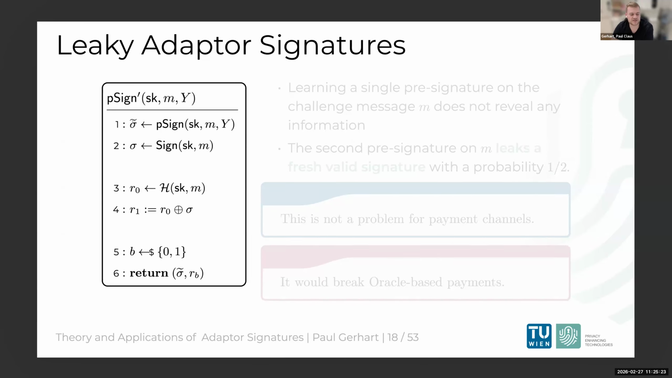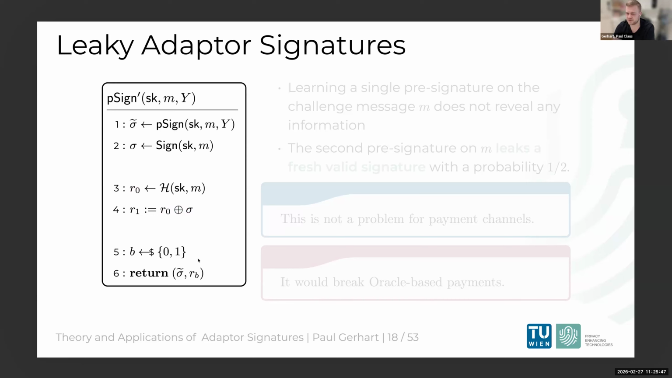So what's going on in our signature scheme here is, we're simply pre-signing on a message, and additionally we are signing. What we then do is derive a randomness using a random oracle and blind the signature. In the end, we output the pre-signature and RB. RB is either the blinding value or the signature. Okay, why is this a problem?